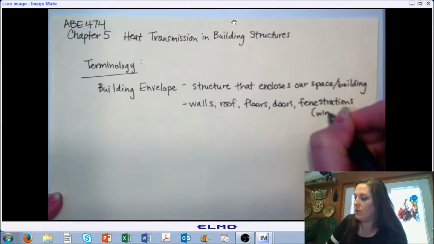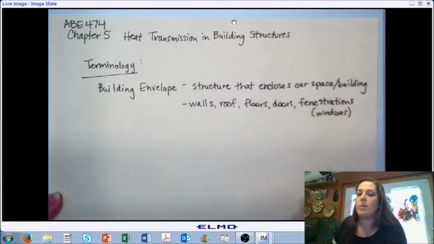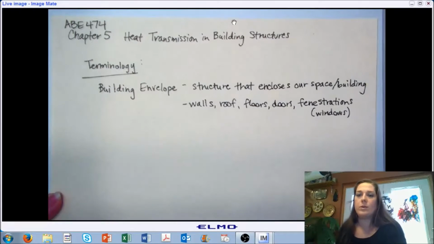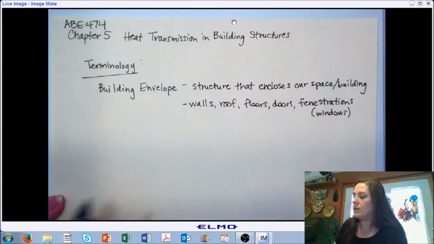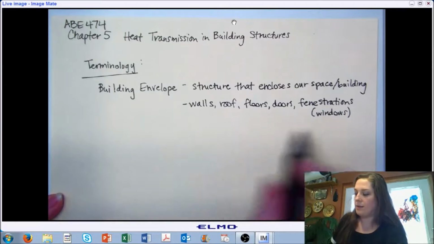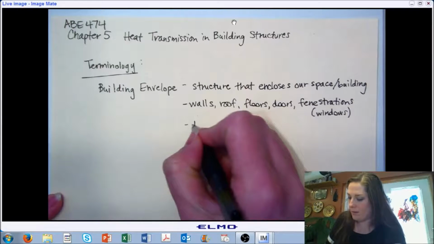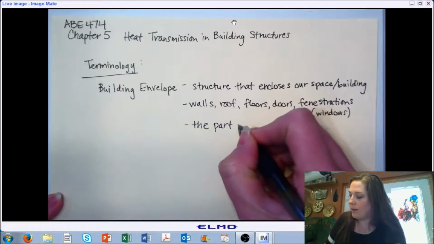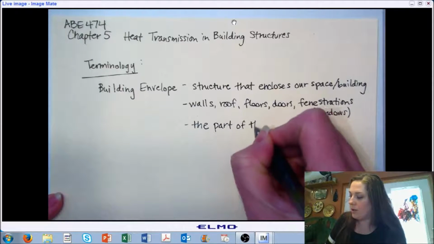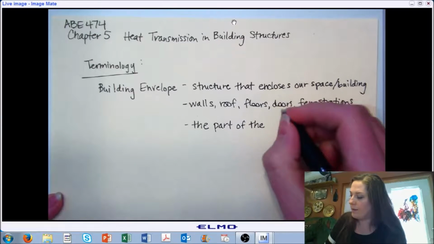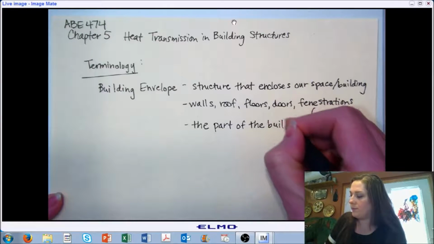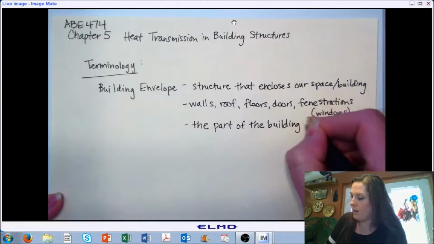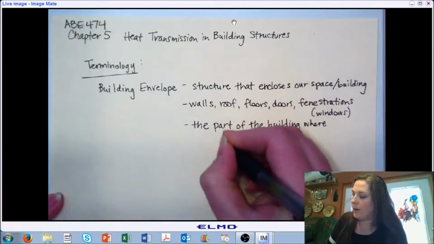which is referring to typically windows, but whenever we use the word fenestration, it's things with a material that can allow some light to pass. Typically it's made of glass, so windows. And in terms of thinking for engineering analysis, this is the part of the building where energy enters and leaves.